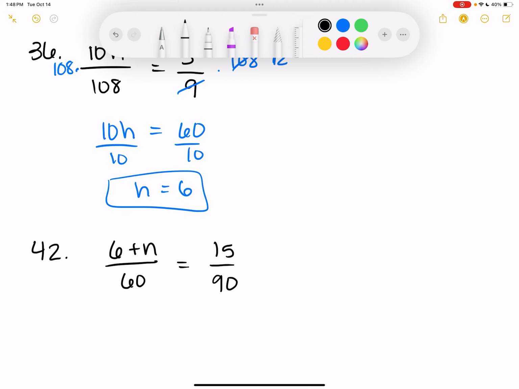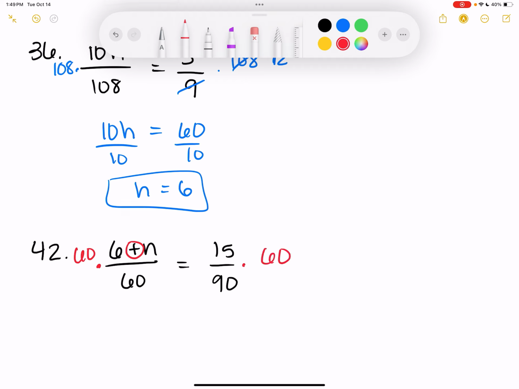All right, on this one, a lot of people are tempted to cancel the 6 and the 60. I am not allowed to do that. Does anybody know why? Well, because these things are being added. So with this being here, that tells me I can't reduce this way. So I'm going to have to just multiply by 60.